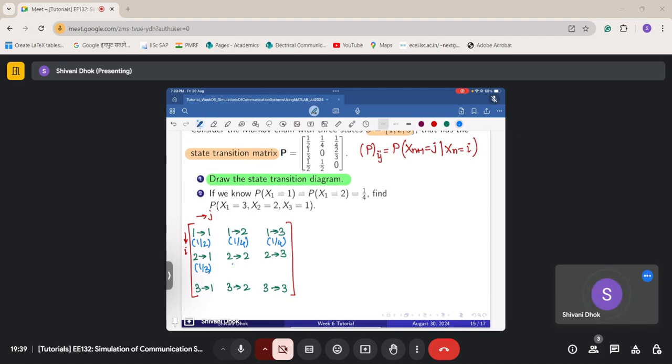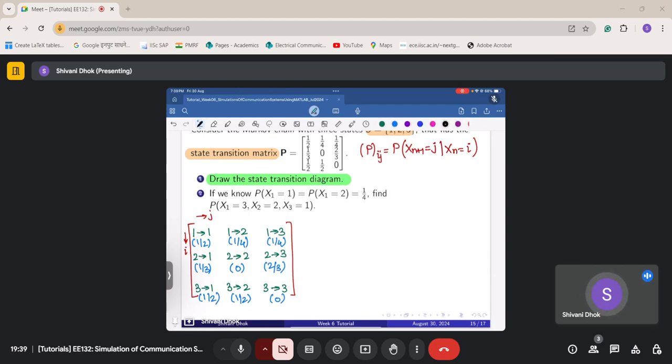2 to 2 is 0. And 2 to 3 is 2 by 3. And then 3 to 1, 3 to 1 is half. 3 to 2 is also half. And 3 to 3 is 0.